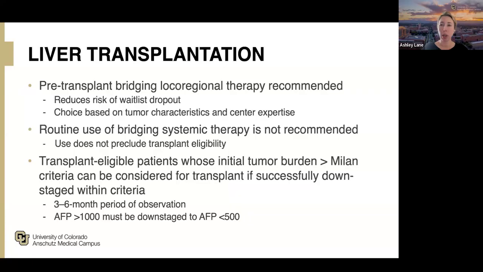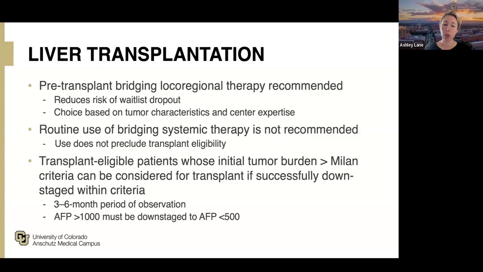So even if we're considering someone for transplant, we do pursue bridging liver-directed therapy or locoregional therapy. This reduces the risk of waitlist dropout. As you can imagine, they're potentially going to be waiting at least 6 months to accrue those points and to have their tumor biology monitored. So if we go ahead and treat their tumor, they have a lower risk of progressive disease and waitlist dropout.